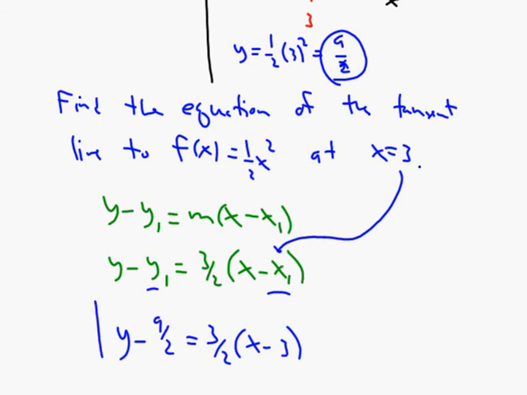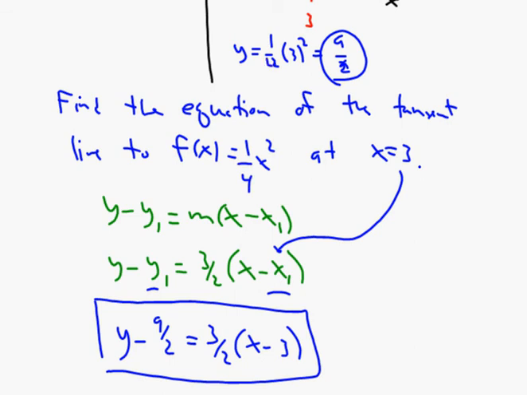And then you're done. That is the equation of the tangent line to the parabola y equals a half x squared at x equals 3. Okay, small mistake. This should have been 1/4. I just copied that wrong, so if you're confused, I'm sorry. And this should have been 1/4, so this would have been 9/4. Small mistake there. Sorry about that.